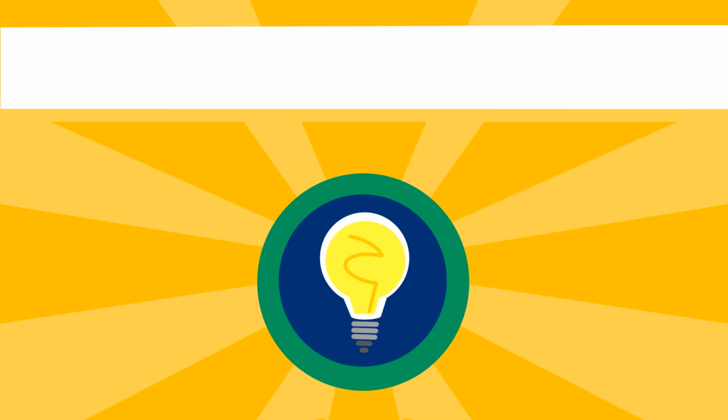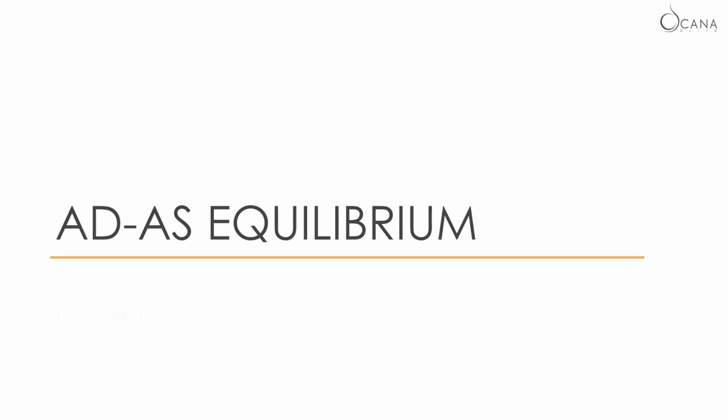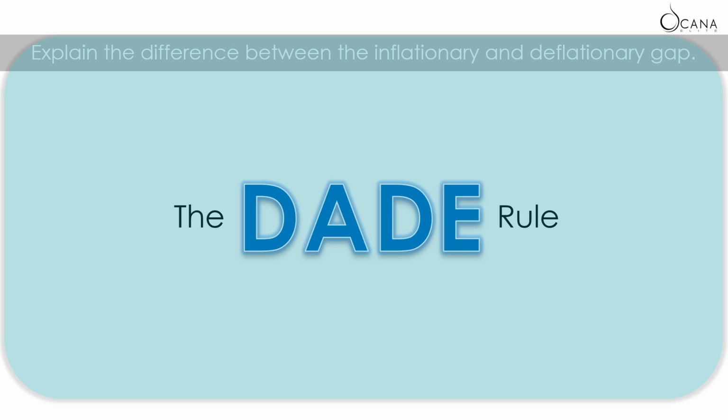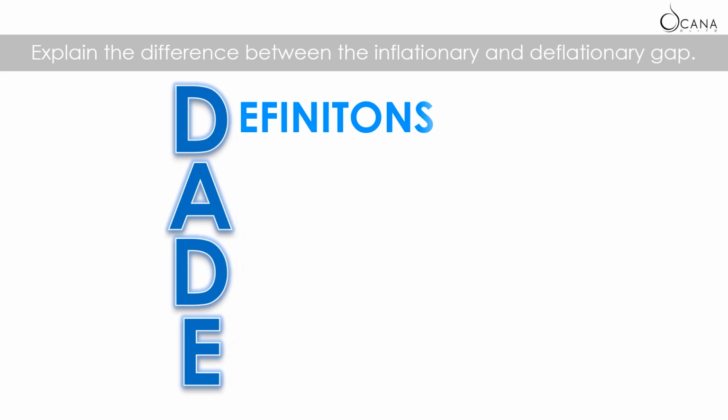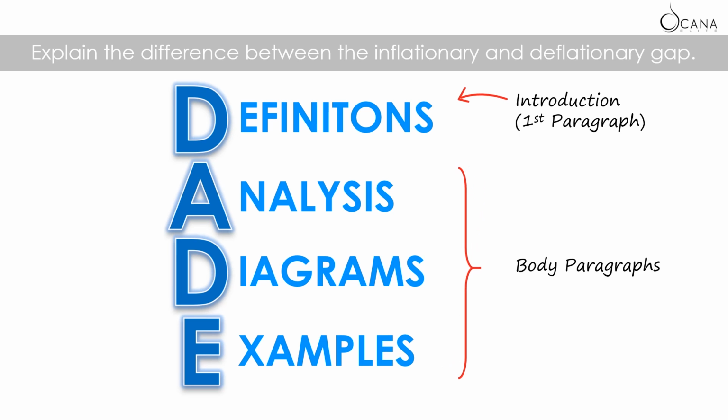IB economics essay writing can be made very easy. The question is to explain the difference between the inflationary and deflationary gap. Since it's a 10 marks essay, remember that there is a DADDY rule that applies. It means definitions, analysis, diagrams, and examples. And usually we'll talk about the definition in the first paragraph and the rest in the body paragraphs.